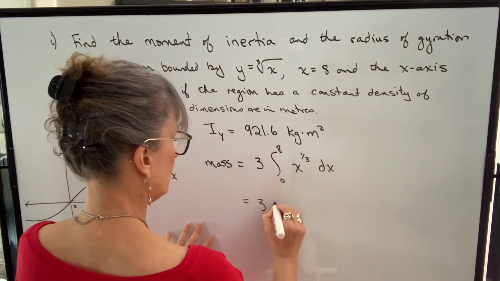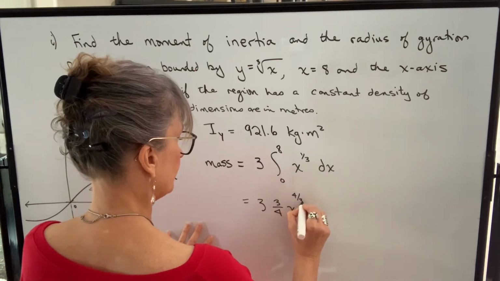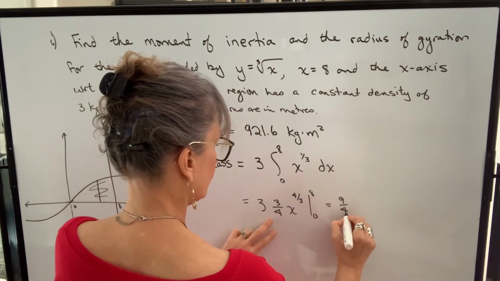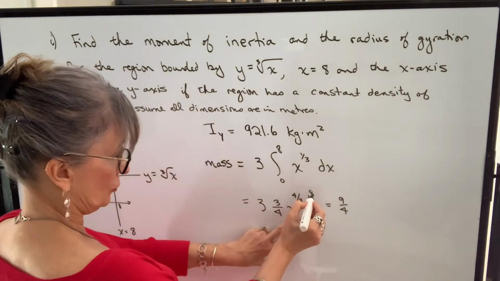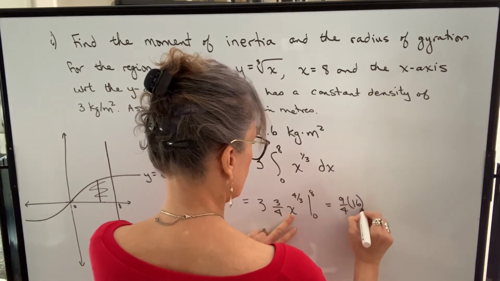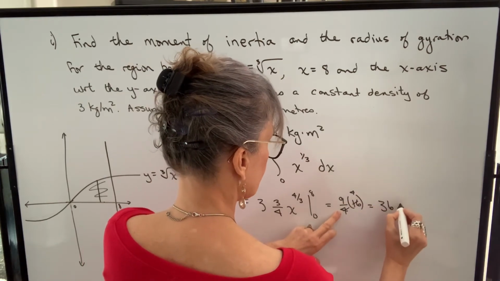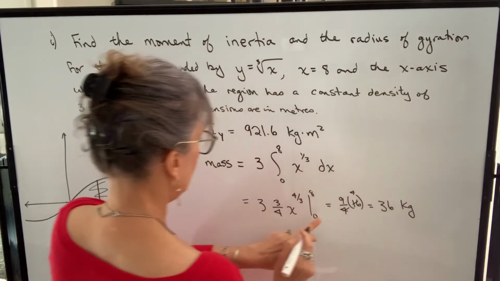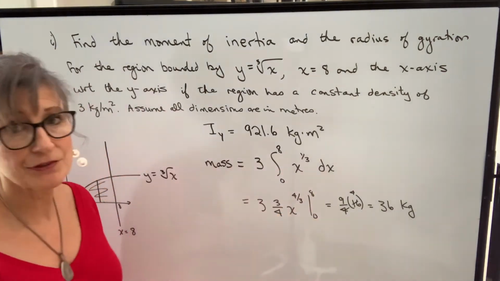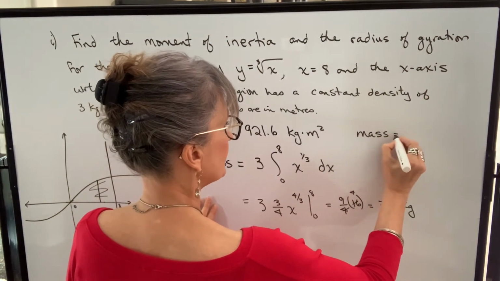That integral will be 3/4 x to the 4/3. So 9/4. Cube root of 8 is 2. 2 to the 4th is 16. 4 will cancel, and that will be 36 kilograms. Because our density is kilograms per square meter, and our area was in square meters. So our mass is 36 kilograms.